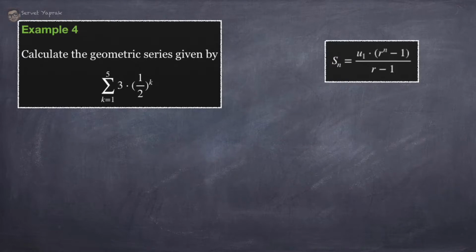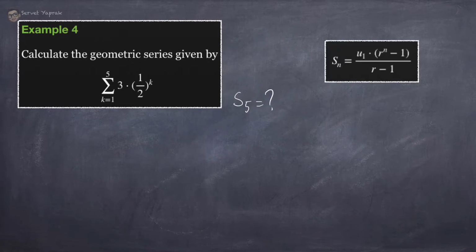Next example, this time the question is given in sigma notation. Here, k from 1 to 5, 3 times 1 over 2 to the power of k. The expression in front of the sigma notation is the general term of the sequence, 3 times 1 over 2 to the power of k. So we want to find the sum of the first 5 terms, because if we substitute 1, 2, 3 up to 5, we will have 5 terms. So we actually want to find S5. What is S5 here? Let's find out.